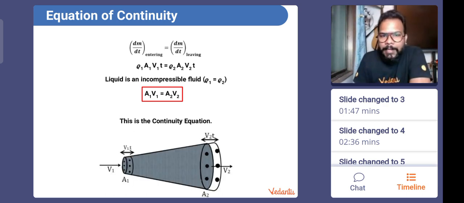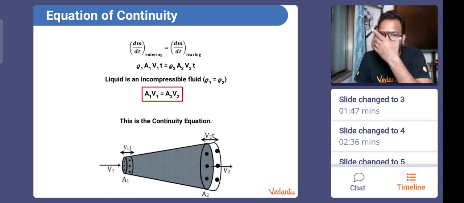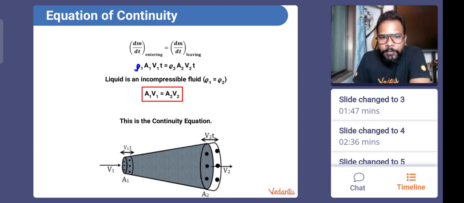So I told you that what we are writing here is mass upon time, mass entering per unit time. The density of the liquid multiplied by the volume is the amount of mass which is entering. Actually I should be dividing it by the value of time so that we get the mass flow rate. But here, assuming that the time is 1 second in which this is happening, just have a look at what I'm trying to write here.